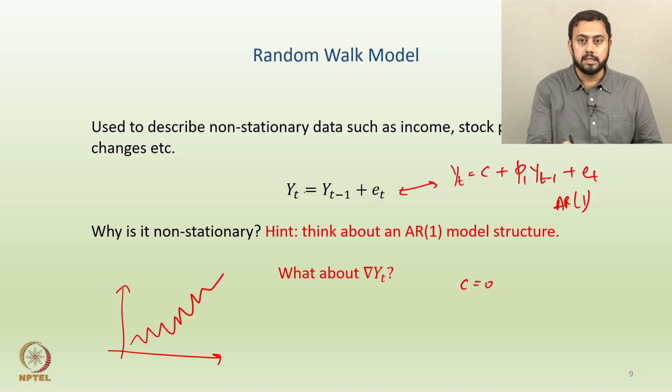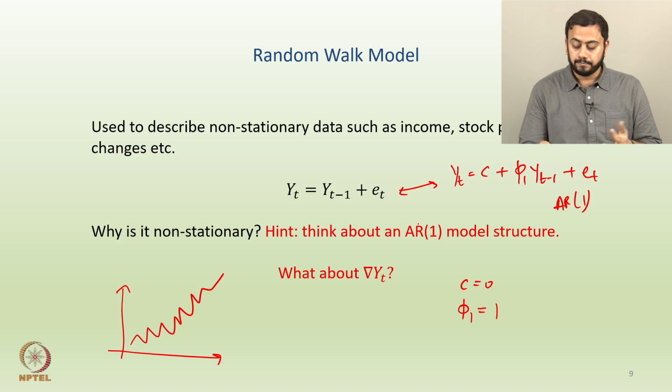Firstly there is no c here, so c is 0, and what is the value of my phi 1? Phi 1 happens to be 1 here, because phi 1 is nothing but the coefficient attached to yt minus 1, and since you do not have any other coefficient here, the value of phi 1 has to be 1. So, by restructuring this AR1 process, I can actually obtain a random walk model.